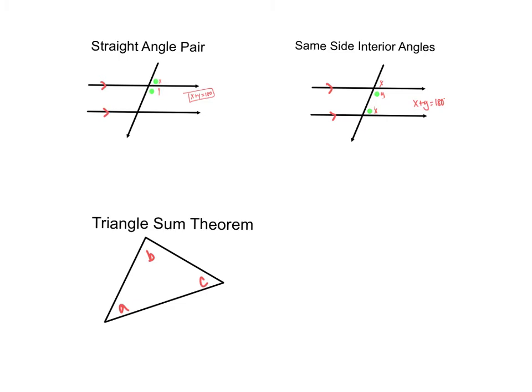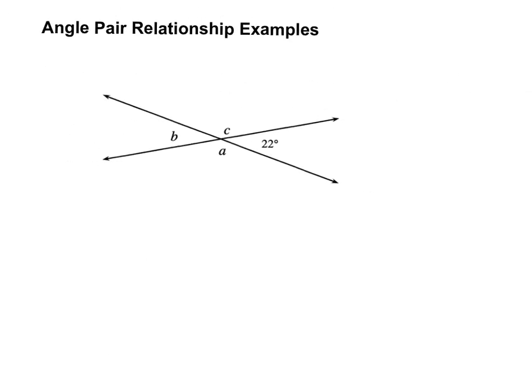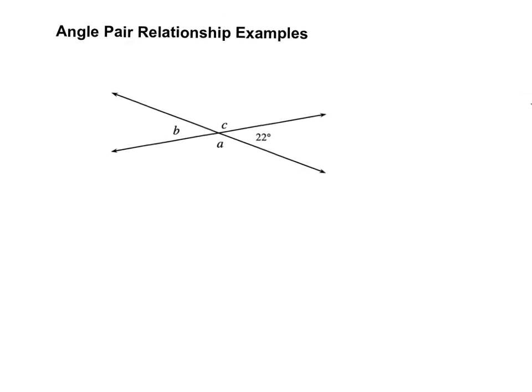And then the last relationship I wanted to point out is one that we are familiar with. It is the triangle sum theorem. I know that if I add the angles in a triangle, they would all add up to 180 degrees. So now I just need to apply these various angle pair relationships to solve for unknown variables. In this case, I see that B and 22 are vertical angles, so I can go ahead and mark that B is 22 degrees.